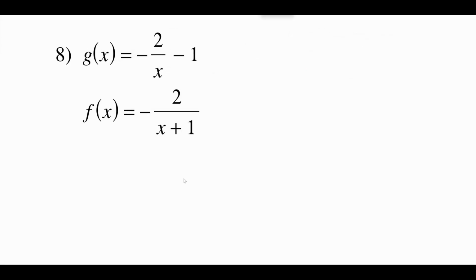Moving right along to number 8, what are we going to plug in? Well, here's a case where we can't plug in 0 because then we're going to be dividing by 0, which is undefined. So let's plug in another easy number. Let's plug in 1. So g of 1 equals negative 2 over 1, which is a negative 2, and then we're subtracting 1. So this is going to give us a negative 3.